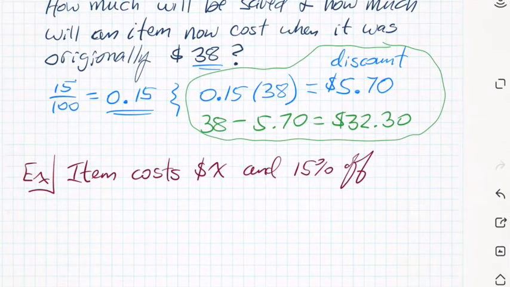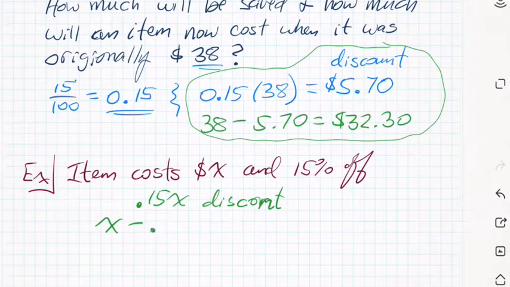So we would start off by multiplying 0.15 times x, and this would be our discount. Then we would take that number, which would pretty much represent the $5.70 up above, and we would subtract it from the original cost. So it would be the original cost minus my discount. And this would be the final cost. We're going to call it the new value. So the new value is going to equal x minus 0.15x.